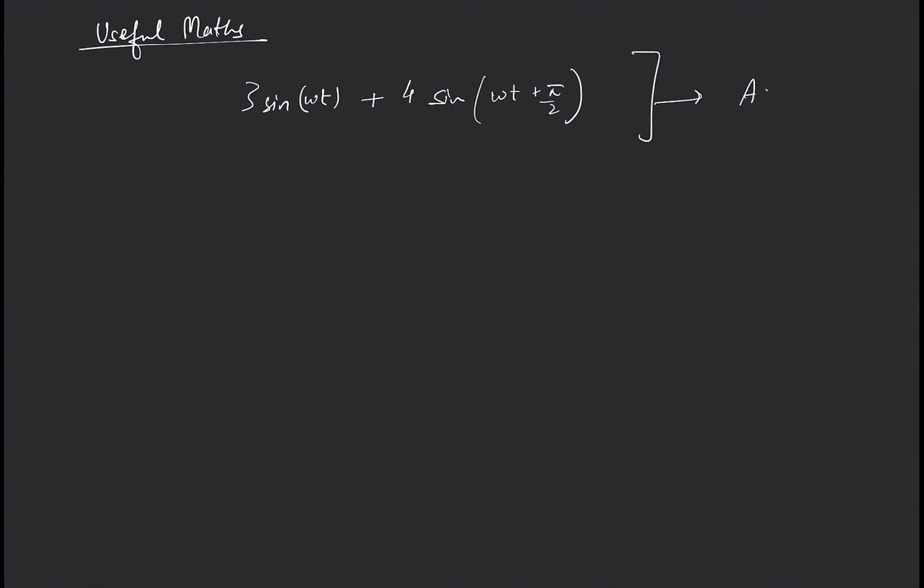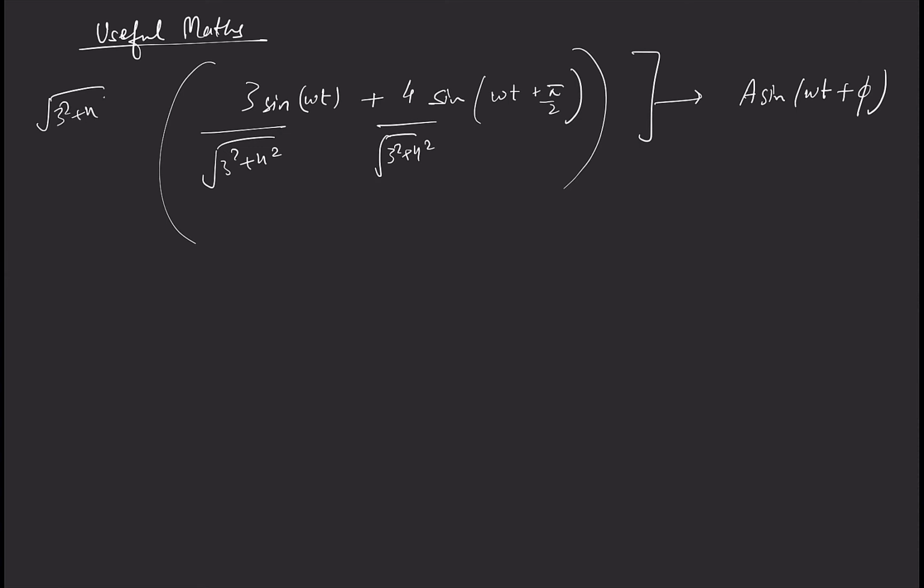Now let's understand some useful maths. Let's say you are given some function like 3 sin omega t plus 4 sin of omega t plus pi by 2, and you have to convert this function into a form like a sin of omega t plus phi. How would you convert this? One of the ways is that you divide by root of 3 square plus 4 square, and then multiply by the same thing.